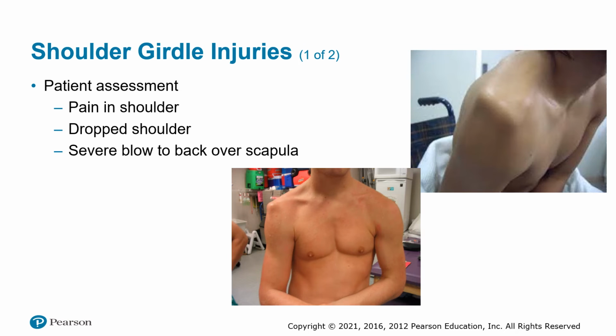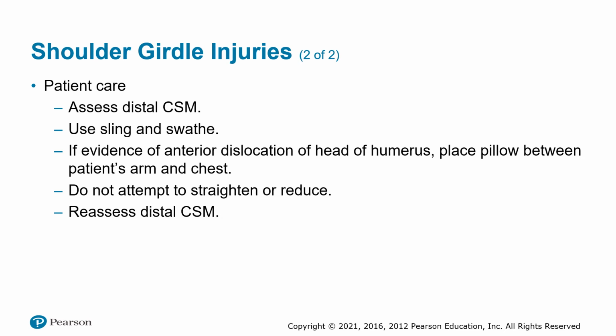Alright, so let's talk about some specific injuries. Shoulder girdle injuries. They're going to have pain in the shoulder, they're going to have a drop shoulder, and they may have a severe blow to the back over the scapula. Assess PMS, use a sling and swath. If there's evidence of anterior dislocation of the head of the humerus, we're going to place a pillow between the patient's arm and chest. Do not attempt to straighten or reduce the shoulder, and reassess PMS.